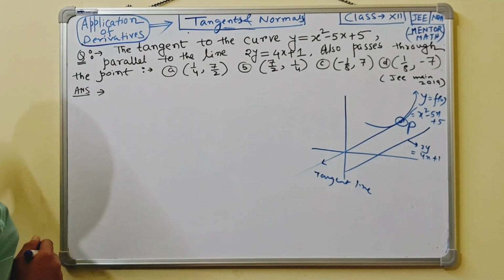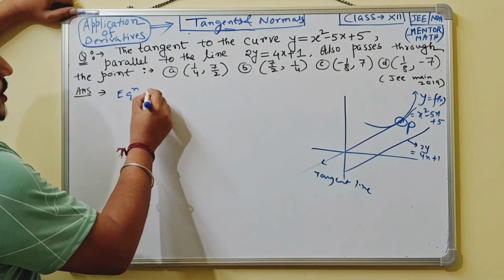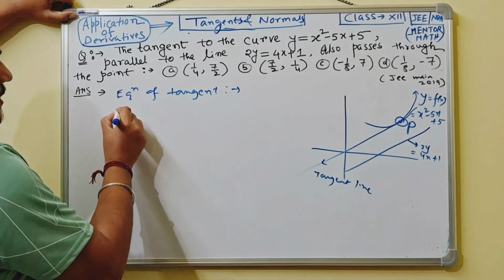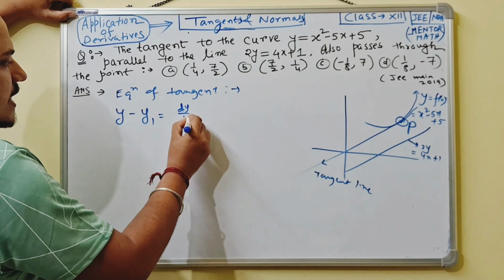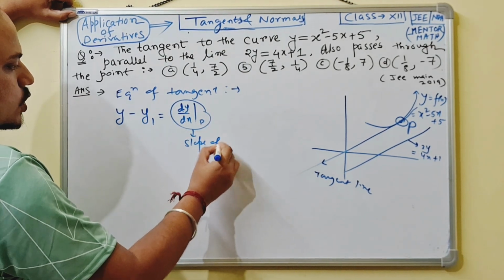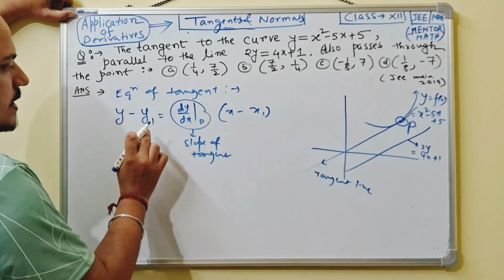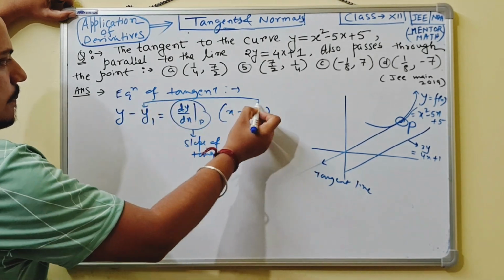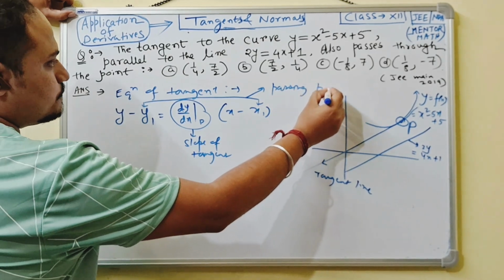So first of all you have to find the equation of tangent, and you know how we have to write the equation of tangent. Okay, so the equation of tangent is y minus y1 is equal to dy/dx, that is your slope at the particular point. This is your slope of tangent, into x minus x1. Here x1 and y1 is your passing point. Okay, so this point is your passing point, you already know.